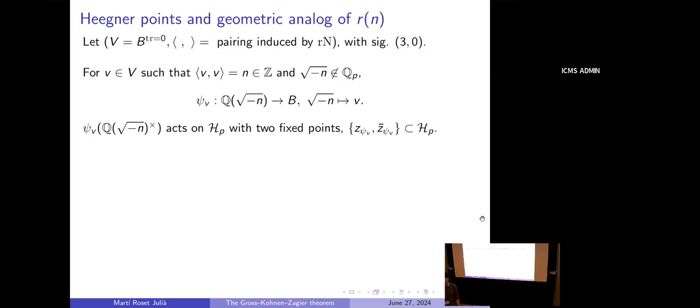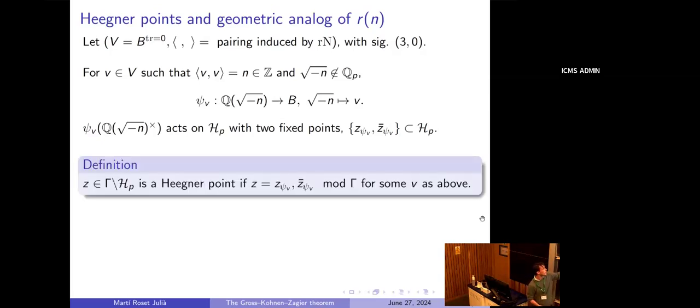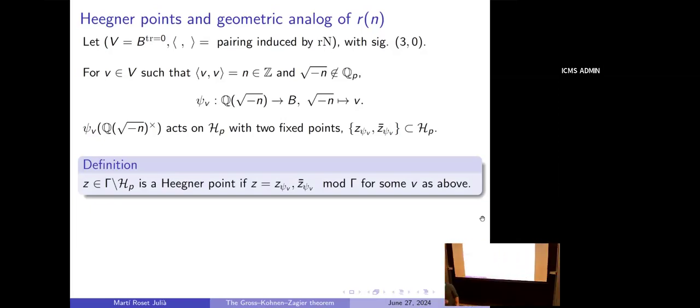The idea is that if you want to find the fixed points of a Möbius transformation, you need to solve a quadratic equation. This condition that the square root of minus n is not in Q_p ensures that the solutions of the quadratic equation are really in the p-adic upper half plane, meaning that they are not in P^1(Q_p). For us, a Heegner point is simply a point in H_p mod Gamma that is of the form z_v or z_v bar for some v as above. These are the points that we now describe using this p-adic uniformization, but they happen to have a lot of interesting information.